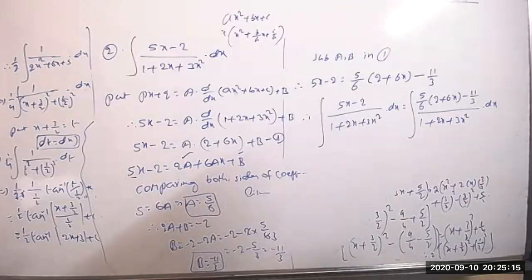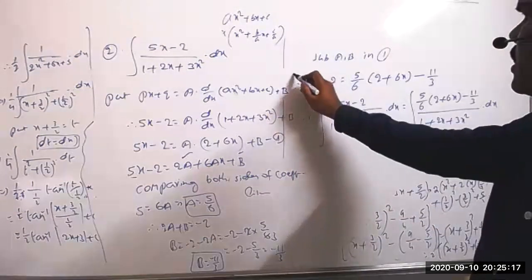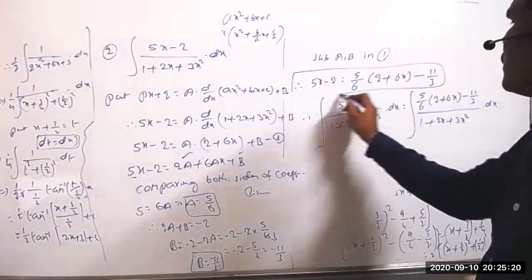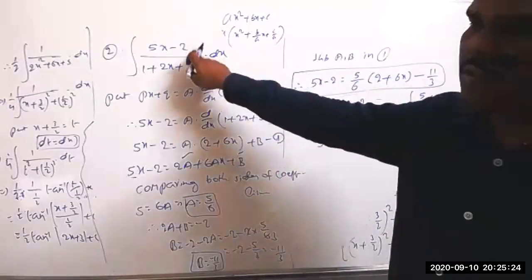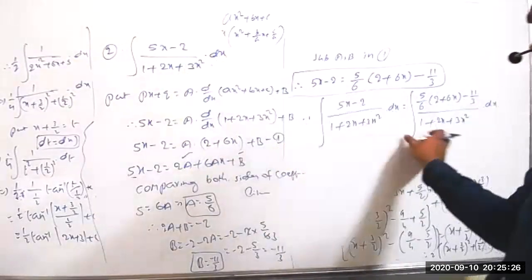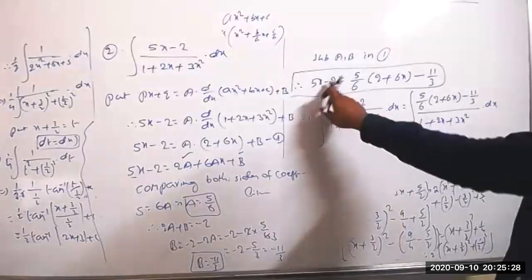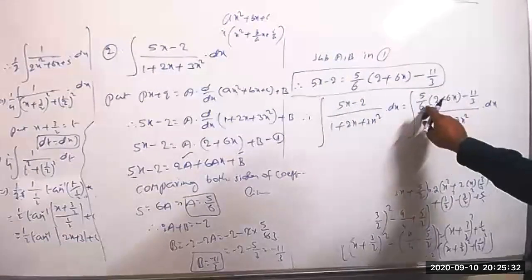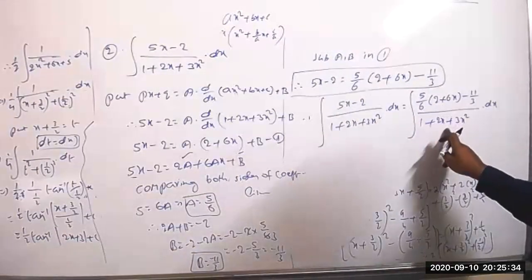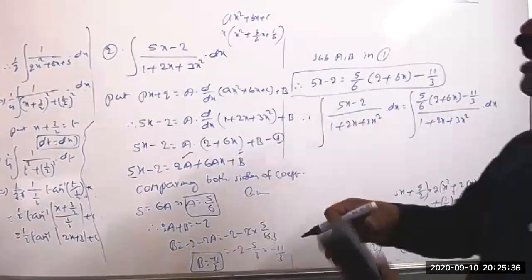So we have to substitute the second equation, whatever we got, into that question. Yes, this 5x minus 2 is there. That means in place of 5x minus 2, this value you can write in the given function. I wrote here: 5x minus 2 equal to 5 by 6 into (2 plus 6x) minus 11 by 3. So now I wrote as it is, whole by this. Now we can apply this condition.